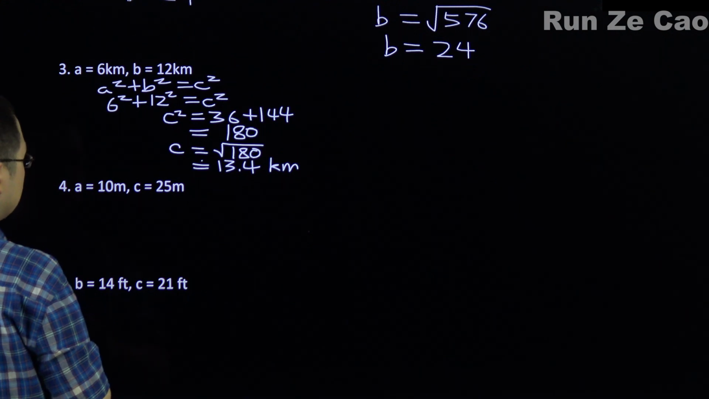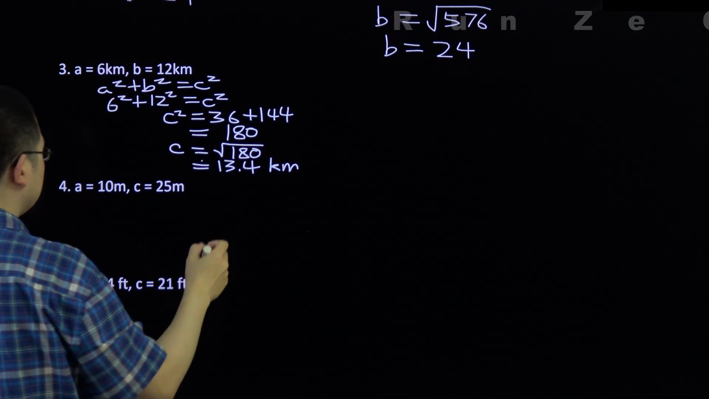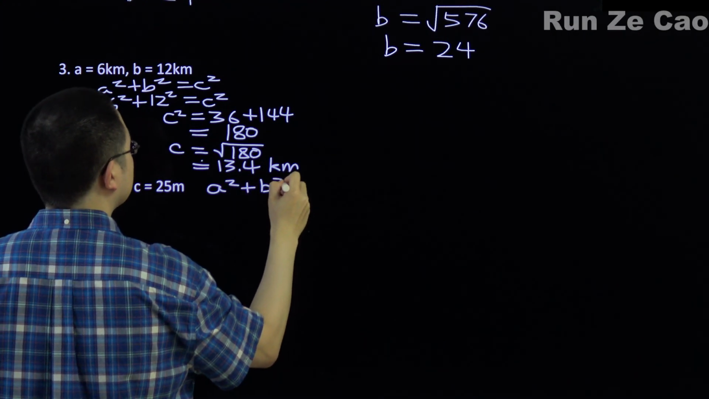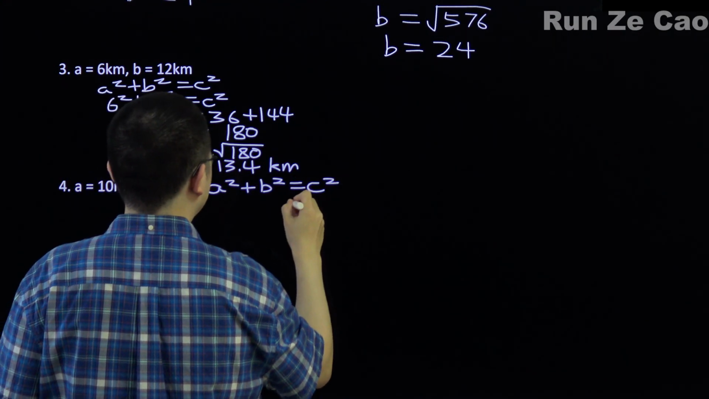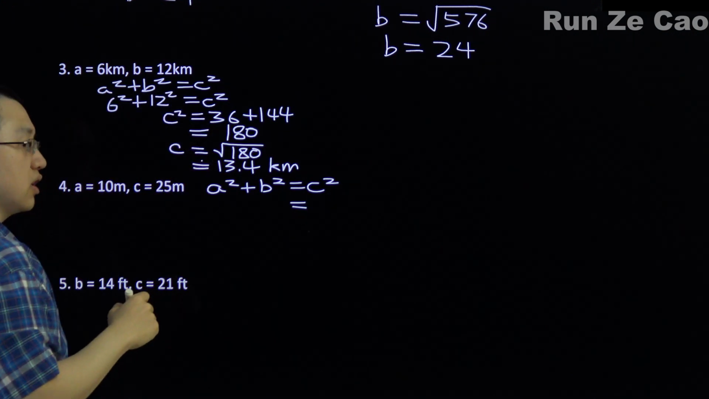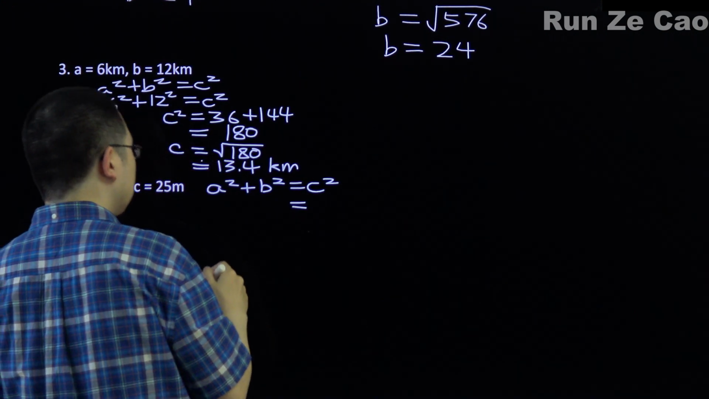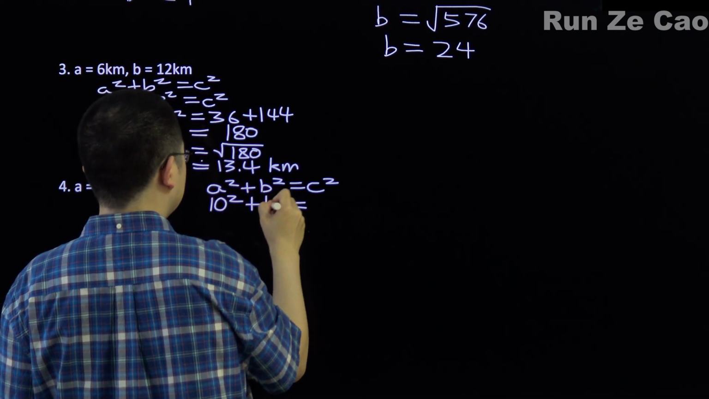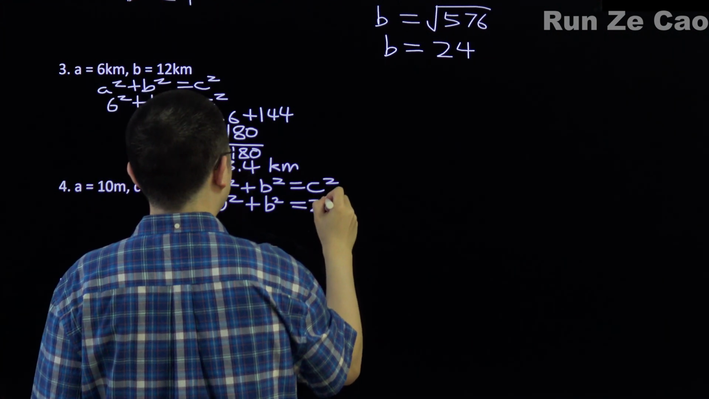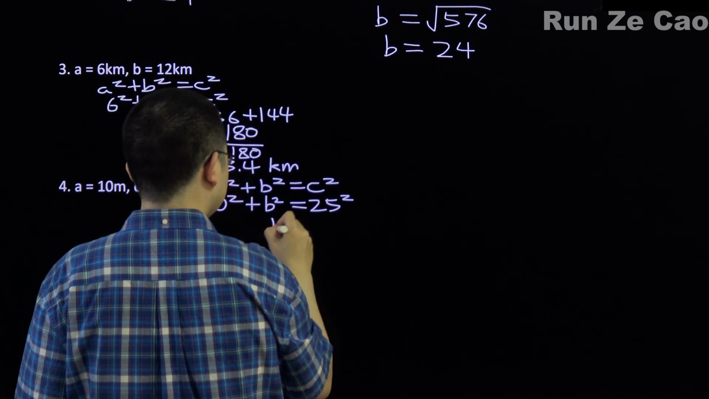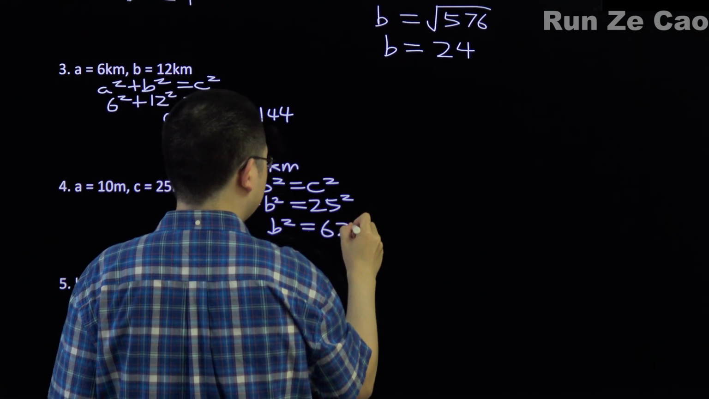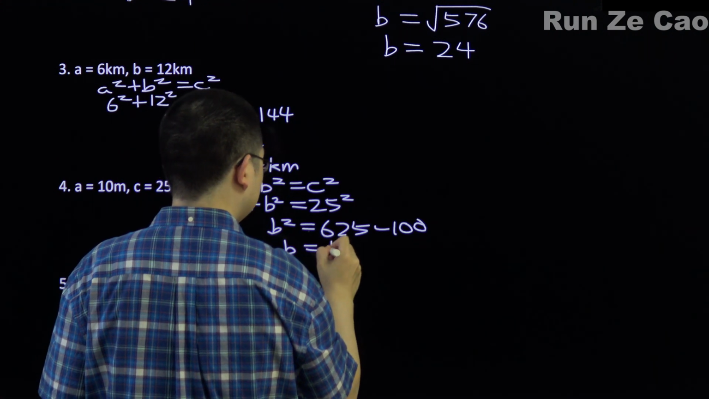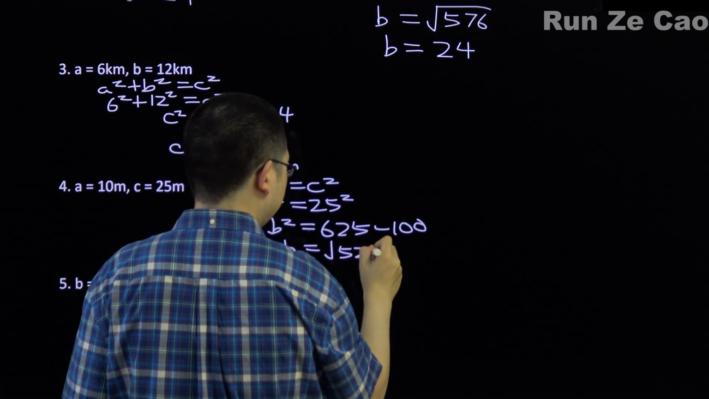Okay, A equals 10 meters, C equals 25 meters. Well, same old formula. It's much easier than trying to remember a bunch of separate formulas, which can just convert between each other really easily. So we're looking at 10 squared plus B squared equals 25 squared. B squared is equal to 625 minus 100. So B is equal to root of 525.